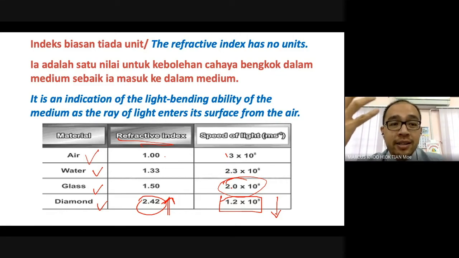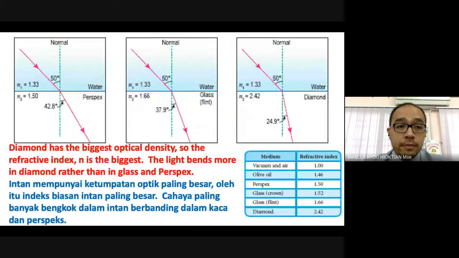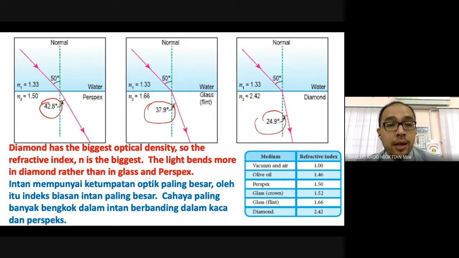inside the diamond. So diamond has the biggest optical density, so the refractive index n is the biggest. The light bends more in diamond than in glass and in perspex. Take a look at the angle of refraction. Perspex is like plastic.